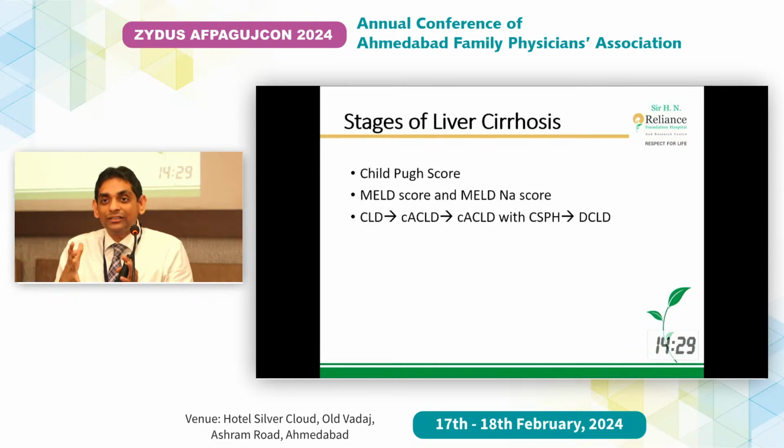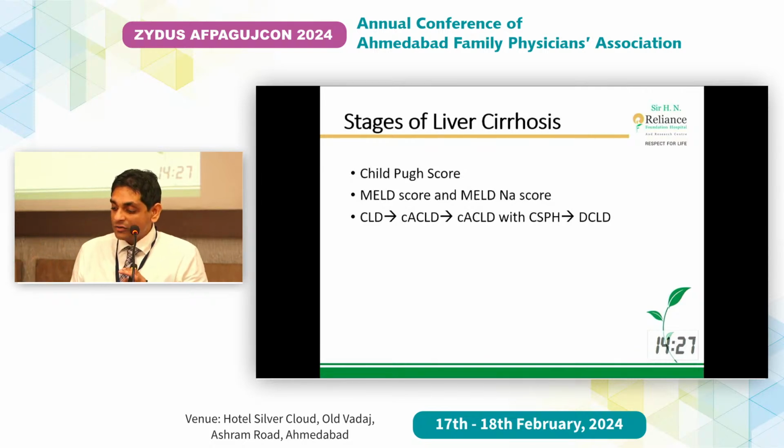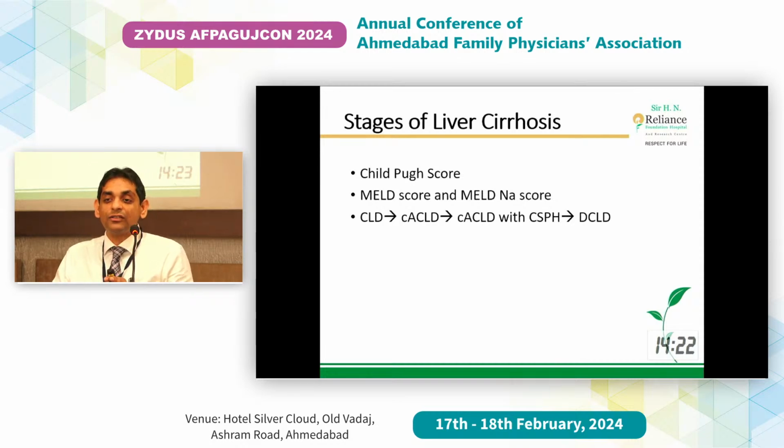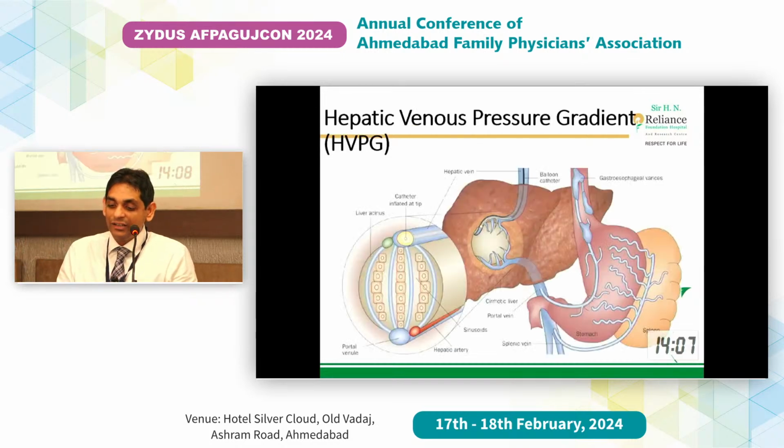But add to this when you want to add portal hypertension. A new terminology came which is known as cACLD. So it is compensated advanced chronic liver disease. Then somebody would be compensated advanced with clinically significant portal hypertension. And then the person will develop decompensated chronic liver disease. So this is a new armamentarium, one of the ways to assess liver disease.